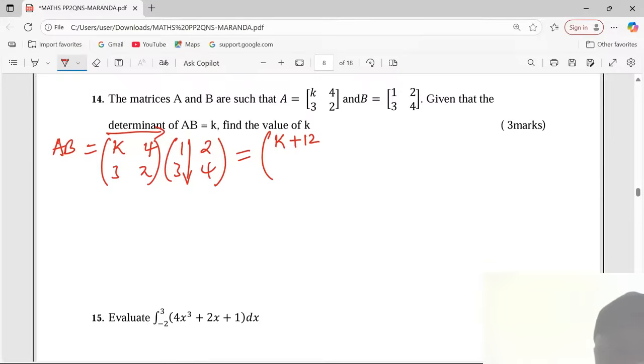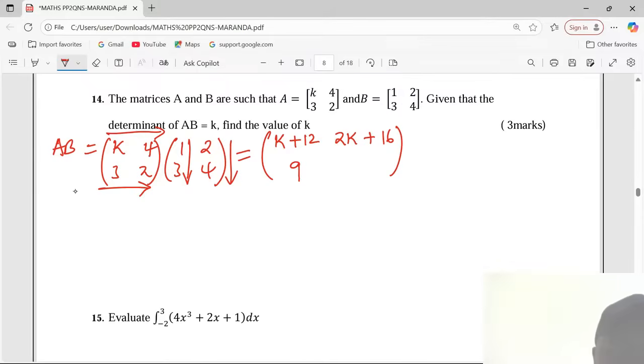The next should be the same row times the next column. So K by 2, that is 2K, plus 4 by 4, which is 16. That way. Then on the other row, we start with this second row times the first column. 3 by 2 plus 3 by 1 plus 2 by 3. That is 3 plus 6, which is 9.